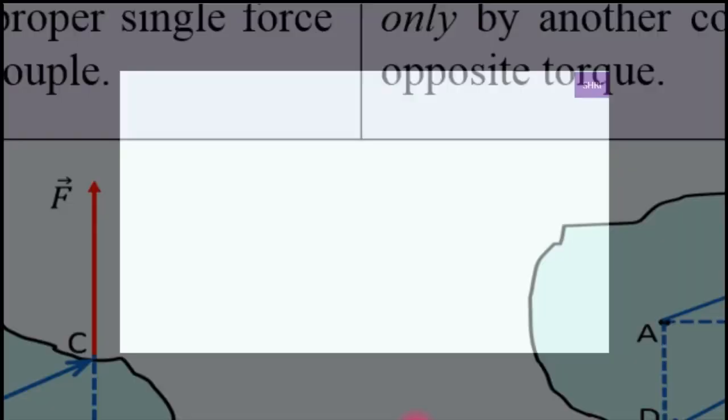This was the fourth difference. Finally, in this video we will prove that moment of couple is independent of axis of rotation.